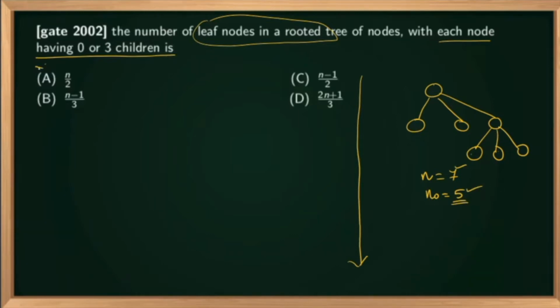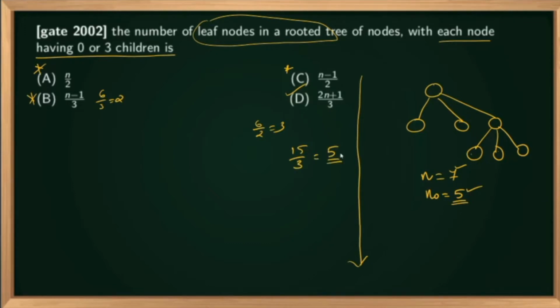So choice A is wrong because when n equals 7, we are not getting 7 by 2. Choice B is wrong because (n minus 1) by 3 will be 6 by 3, that is 2, but we got the answer as 5. Choice C is again wrong, right? Because (n minus 1) by 2 is 6 by 2, that is 3, but we are getting 5. So choice C is also wrong. So the correct answer should be D. We can even verify it with n equal to 7. It will be 2n, that is 14, plus 1, that is 15. 15 divided by 3 is equal to 5.